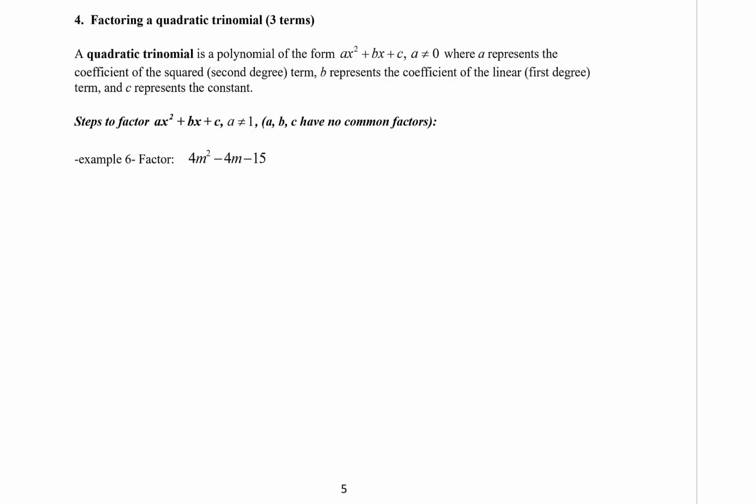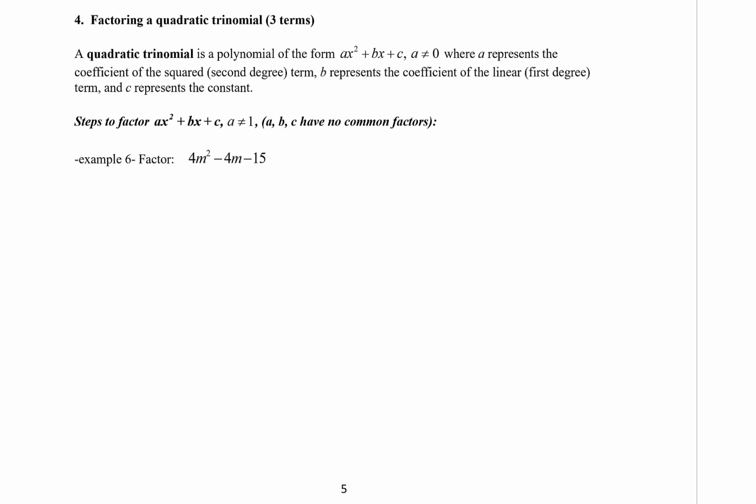Four, factoring a quadratic trinomial, 3 terms. A quadratic trinomial is a polynomial of the form ax squared plus bx plus c with a not equal to 0, where a represents the coefficient of the squared term. In this case, it's a second degree polynomial. B represents the coefficient of the linear term, the first degree part, and c represents the constant.